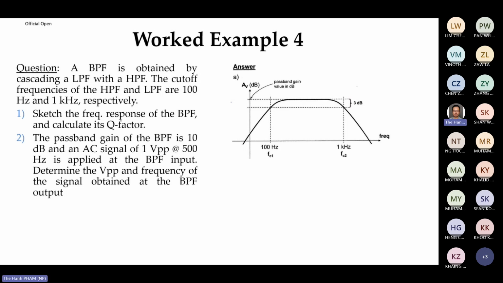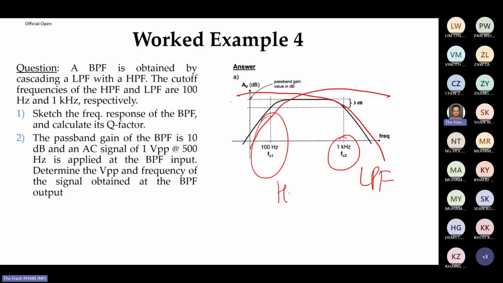So you need to build a bandpass filter, and the cutoff frequency is 100 Hz and 1 kilohertz. So take note that this cutoff must come from the low pass filter, right? Yes. And this cutoff must come from the high pass filter. So in the band pass filter, it doesn't mean that the high pass filter should have higher cutoff frequency.